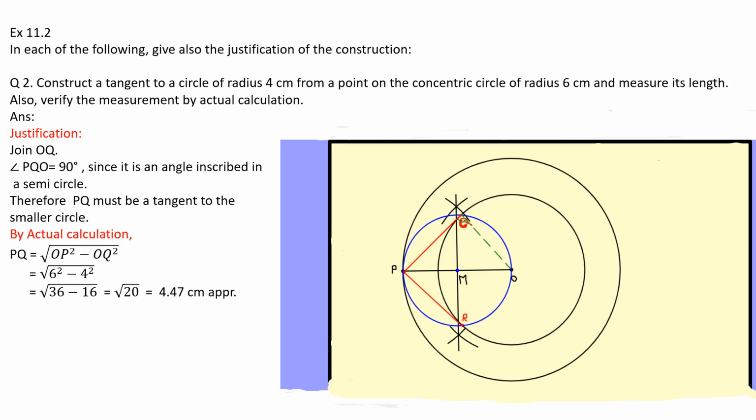Now we will find out by actual calculation the length of PQ. When they say actual calculation, you have to use the Pythagoras theorem, because angle PQO is 90 degrees. So you can use the Pythagoras theorem to find the length PQ, which will be the root of OP squared minus OQ squared, which is equal to the root of 6 squared minus 4 squared, equal to the root of 36 minus 16, which is root 20, which is 2 root 5. So the value you are getting is approximately 4.47 centimeters.